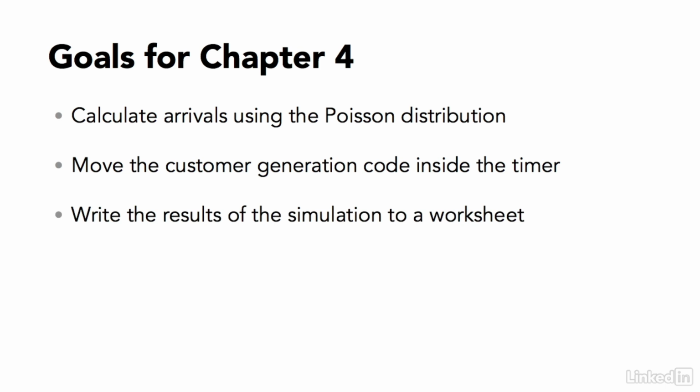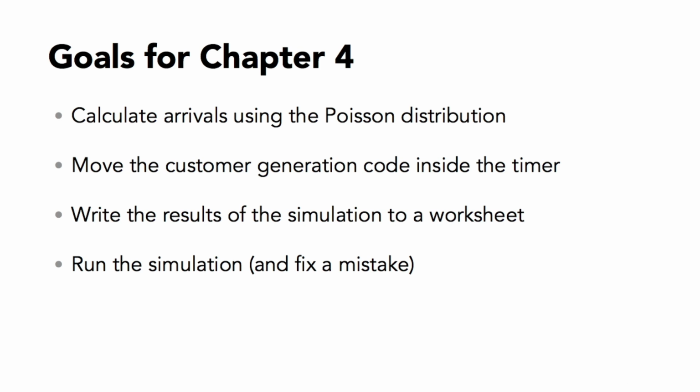Next, we will write the results of the simulation to a worksheet. We'll have too many to deal with reasonably using debug.print, so we will move out to the worksheet. And finally, we will run the simulation and also fix a mistake. It's possible some of you have already encountered it or realized what could happen, but in Chapter 4, we'll make it explicit and figure out how to fix it. So with all that in mind, let's go ahead and use multiple customers that arrive at random times.